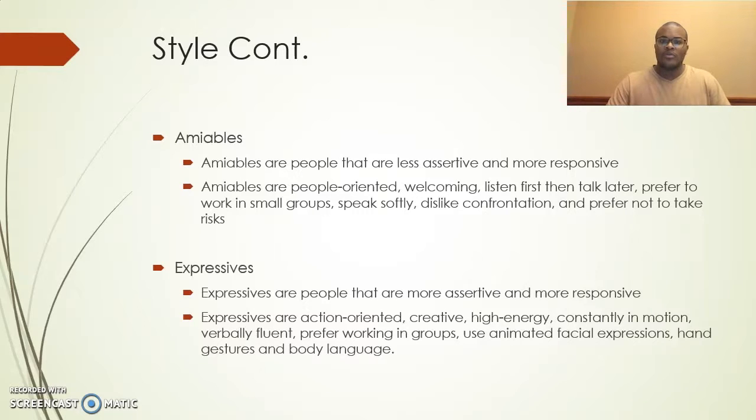Amiables are people who are less assertive and more responsive. Amiables are also people-oriented. They're very welcoming. They listen first and talk later. They prefer smaller groups. They oftentimes speak softly, and they prefer not to take risks. Expressives, on the other hand, are those who are assertive and more responsive. Expressives are very action-oriented, high energy, and this higher energy translates into them being constantly in motion, always on the go. Expressives are creative, verbally fluent, and they prefer working in groups. Expressives are very animated.